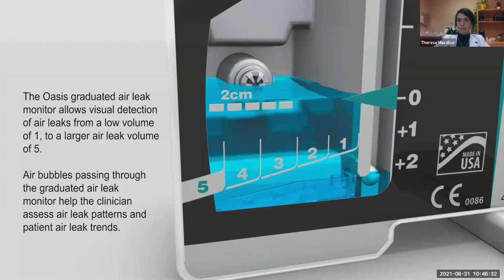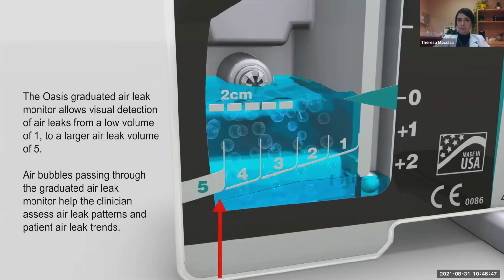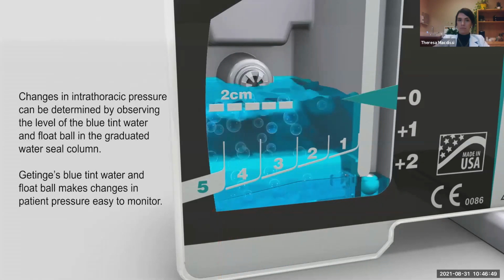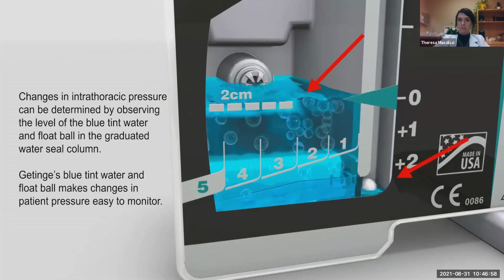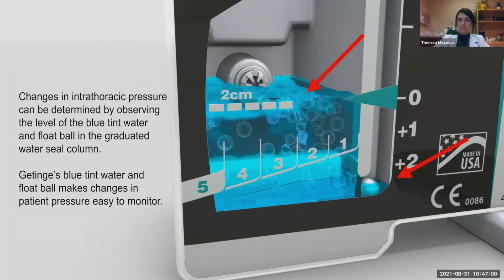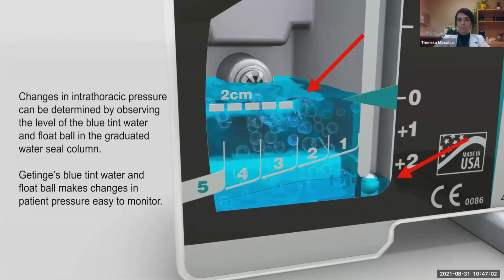The Oasis graduated air leak monitor allows visual detection of air leaks from a low volume of 1 to a larger air leak volume of 5. Air bubbles passing through the graduated air leak monitor help the clinician assess air leak patterns and patient air leak trends. Changes in intrathoracic pressure can be determined by observing the level of the blue tint water and float ball in the graduated water seal column. Getinge's blue tint water and float valve makes changes in patient pressure easy to monitor.